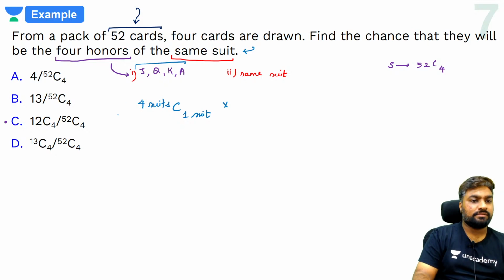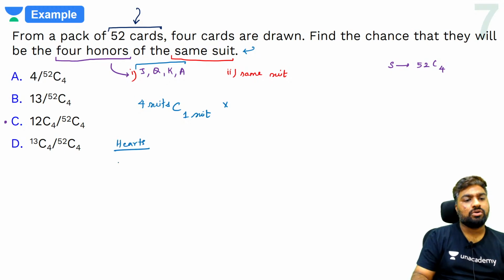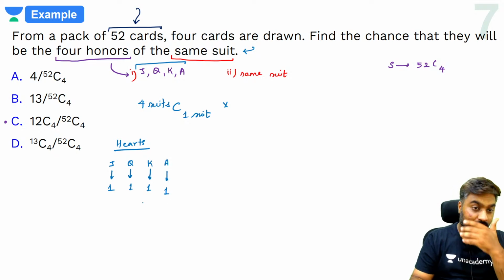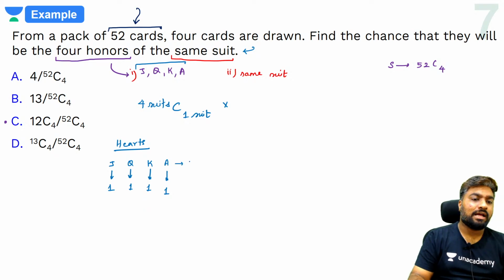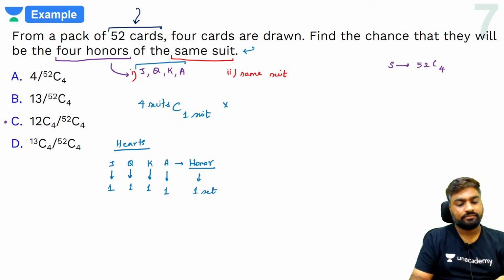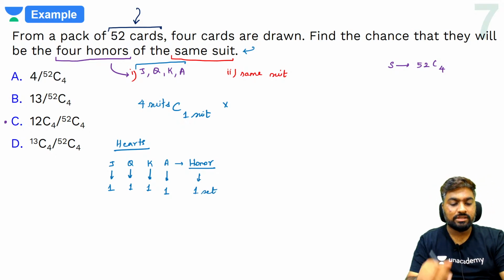These 4 cards. Yes. Now if you look at hearts, how many jokers do you have? Only one. How many queens do you have? Only one. How many kings do you have? Only one. How many aces do you have? Only one. Yes. So how many honor cards do you have? Only one set. Correct? Yes or no? There's only one set.